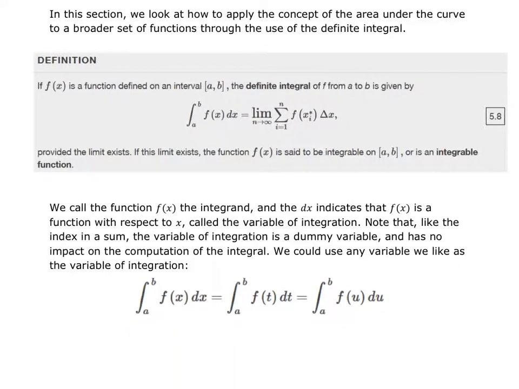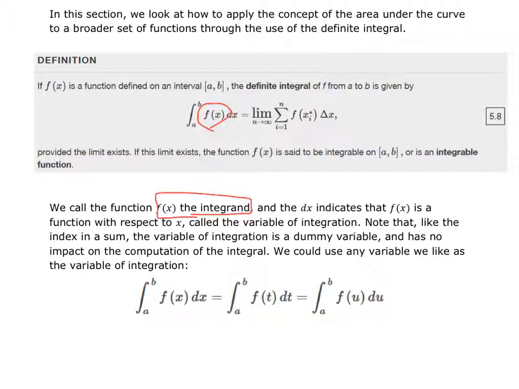So there's a couple of words that we need to talk about. The f of x that we see right here in the definition, we call that the integrand. That's the thing that we are taking the integral of. So when you see on your homework, find the integrand that would satisfy this, that is what they're asking you for, the function that you're actually integrating.